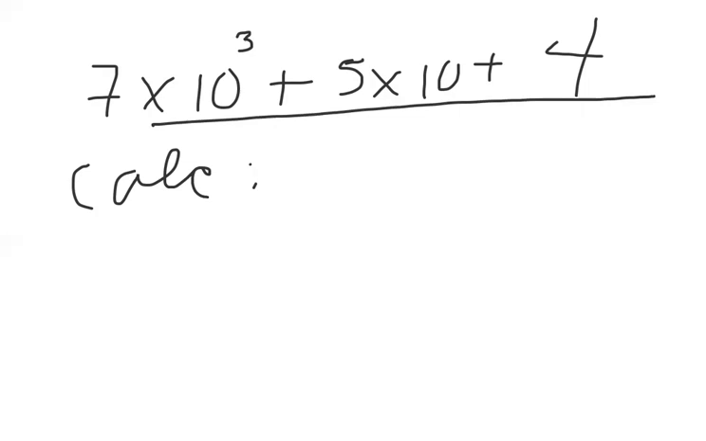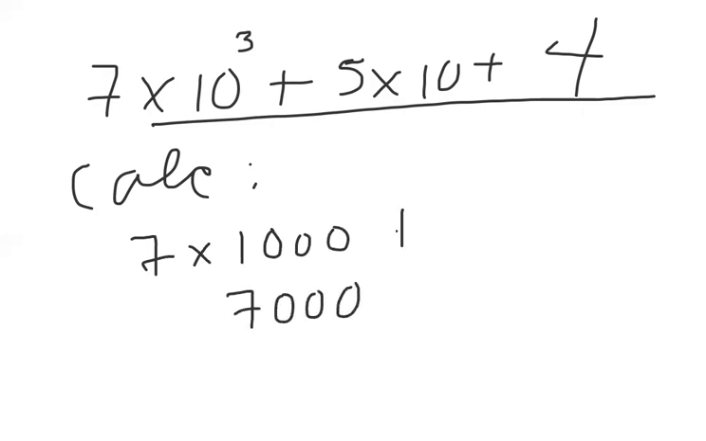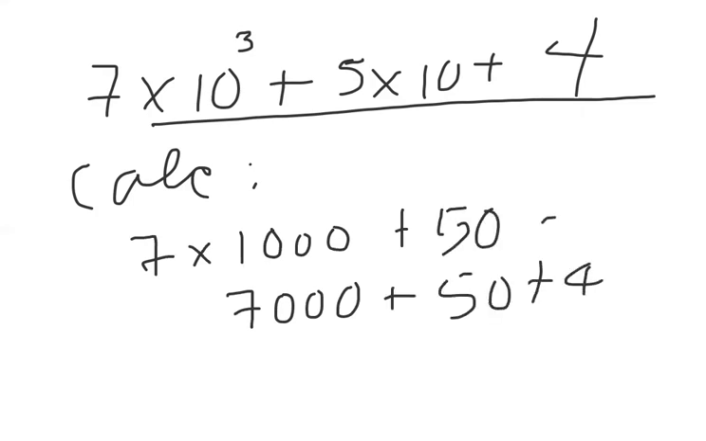Now, if you want to work it out, you can, because 10 to the third is 1,000. So that's 7 times 1,000, which gives you 7,000. And then 5 times 10 is 50. And then you add the 4 to that. So what are you going to end up with?